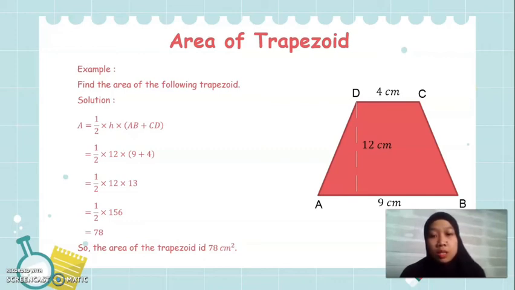We first add what is in the bracket. 9 plus 4 equals 13. So A equals a half times 12 times 13. We multiply 12 by 13. The result is 156. Next, we multiply a half by 156, and the result is 78. So the area of the trapezoid is 78 centimeters square.